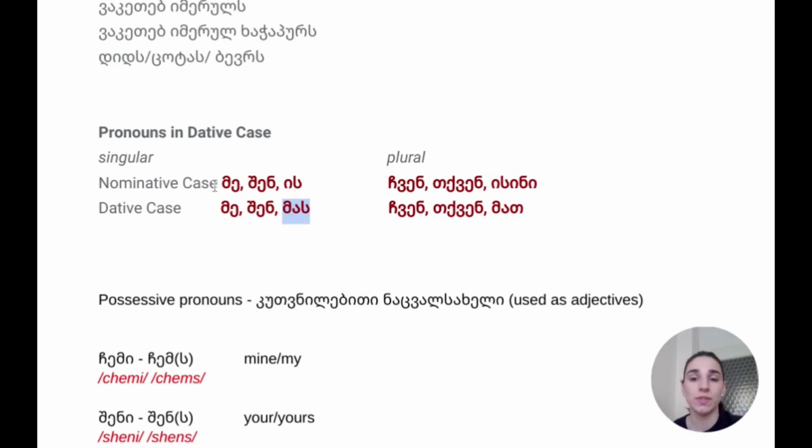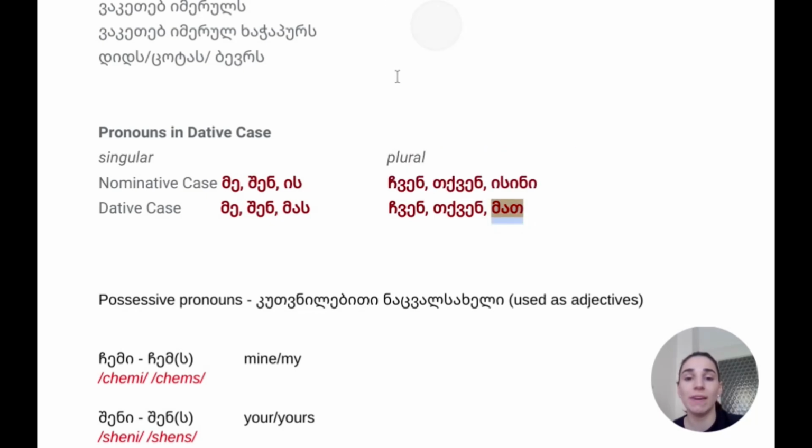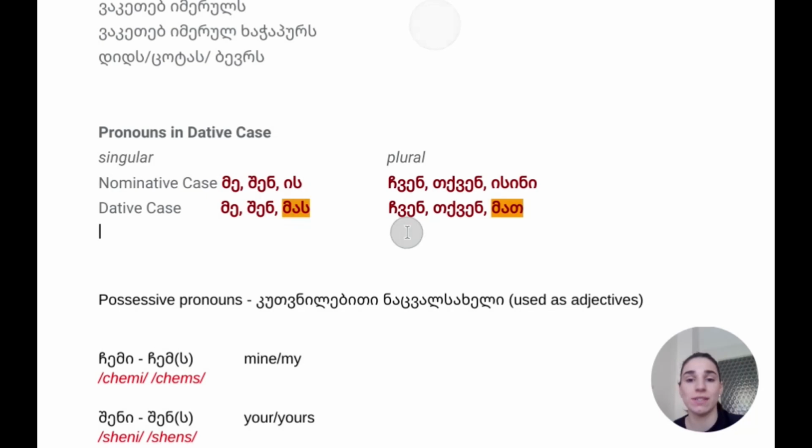Nominative case for singular pronouns is me, shen, is, while for plural it is ჩვენ, თქვენ, ისინი. Is in dative case is mas, and isini in dative case is mat, while ჩვენ is still ჩვენ, თქვენ is still თქვენ, me is still me, shen is still shen. Okay, nothing changes, just that it's firm. Is becomes mas and isini becomes mat.